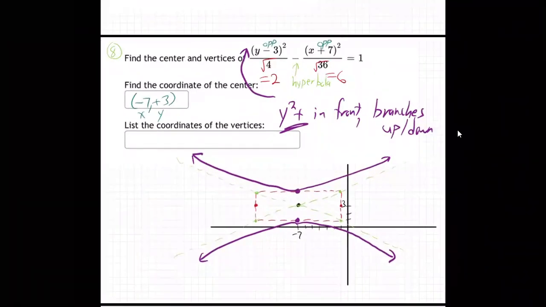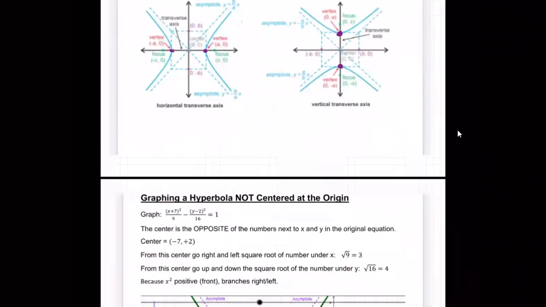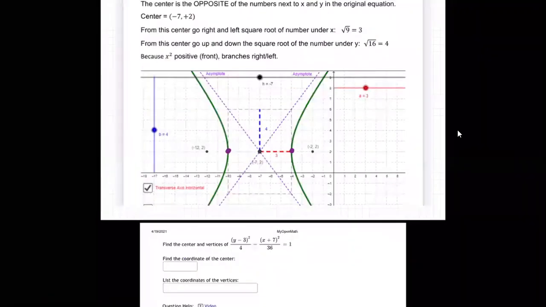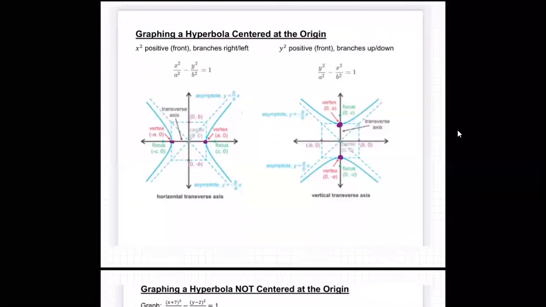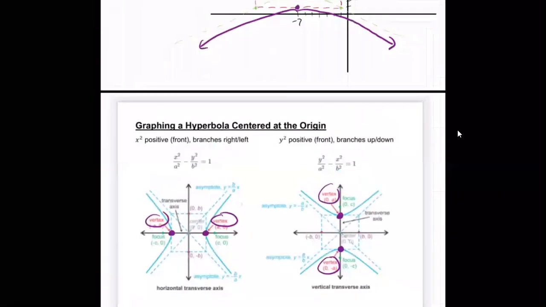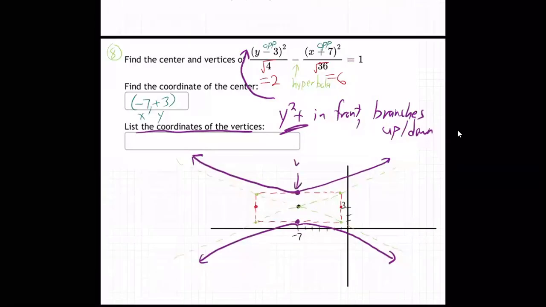Now, it's asking us to list the coordinates of the vertices. What are the vertices? Well, if you look back here, what does it tell us? Maybe on this graph. See how it says vertex? It's right there. Vertex right there, or vertex right there. So it's those 2 points where the branches hit the box. Those are the vertices. So this is a vertex, and that is a vertex.